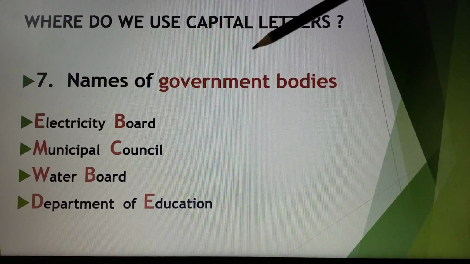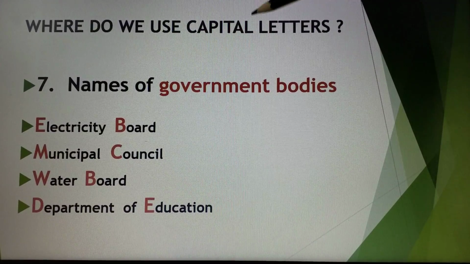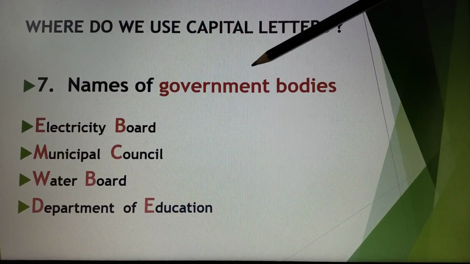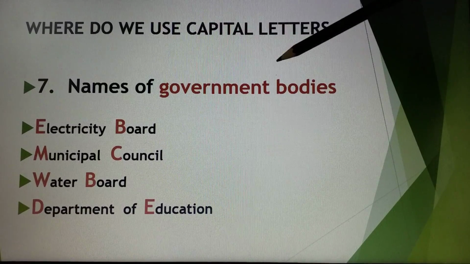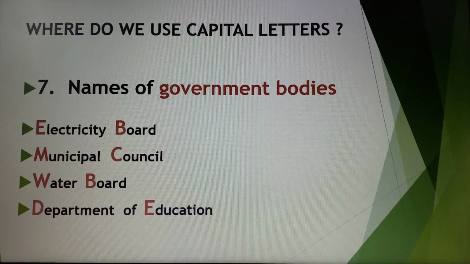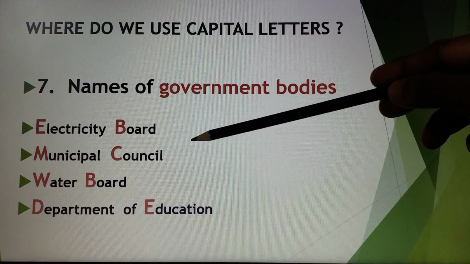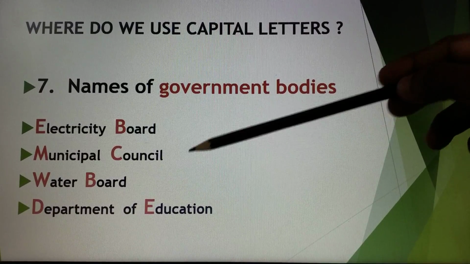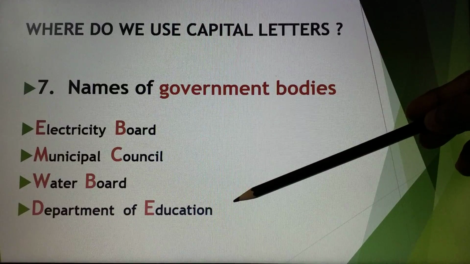Names of government bodies. What do you mean by government bodies? That means government institutions such as electricity board, municipal council, water board, department of education, and so on.